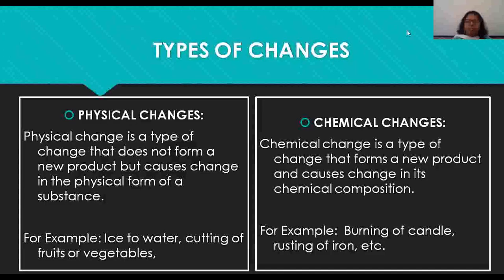Now, what is a physical change? A physical change is a type of change that does not form a new product but causes change in the physical form of a substance. For example, ice to water, that is melting of ice, melting of metals, cutting of fruits and vegetables. So, all these things are physical changes.